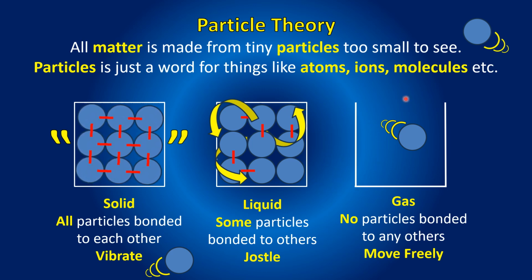So particles in a gas, what's happened here, we've got 3 rows of 3 for the solid, 3 rows of 3 for the liquid, but the gas particles, I've shown them, they bust out of the box, they've exploded and they can go anywhere they want. Why? Because the particles are not bonded to any other particles, so these can move freely.